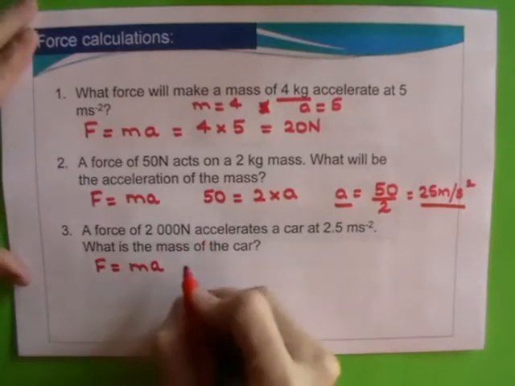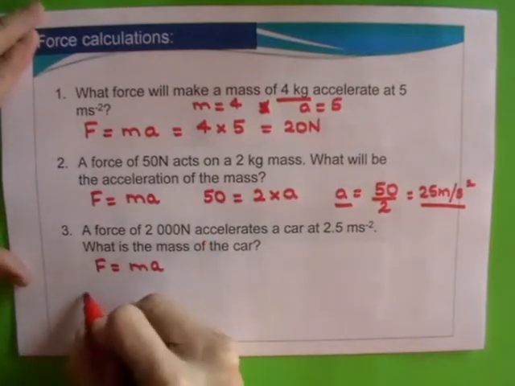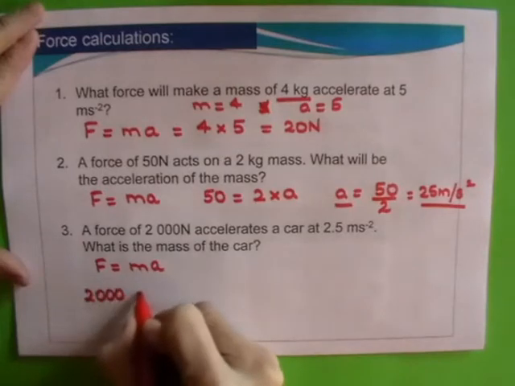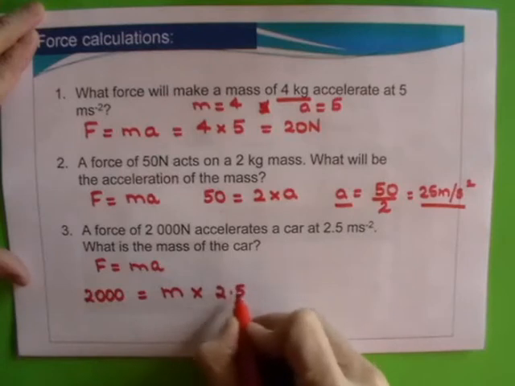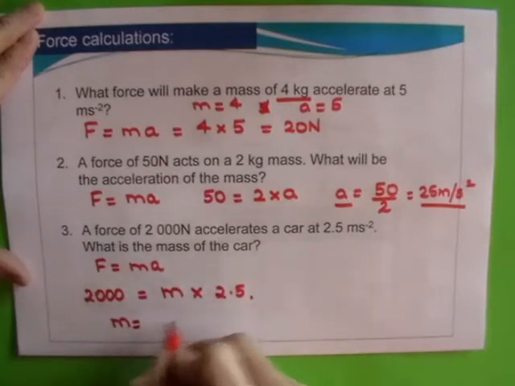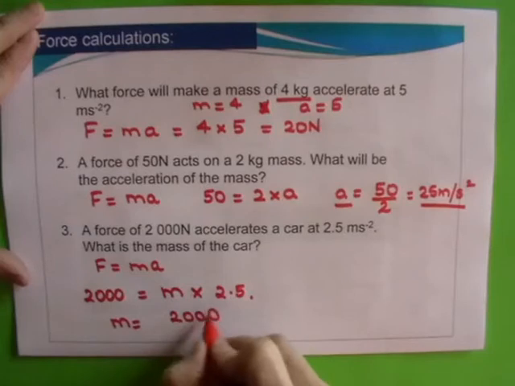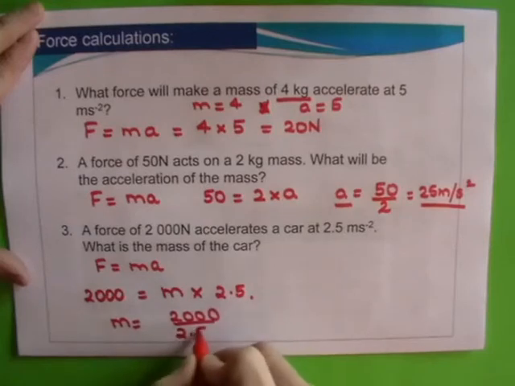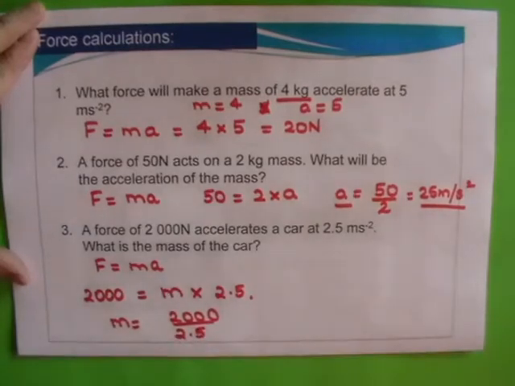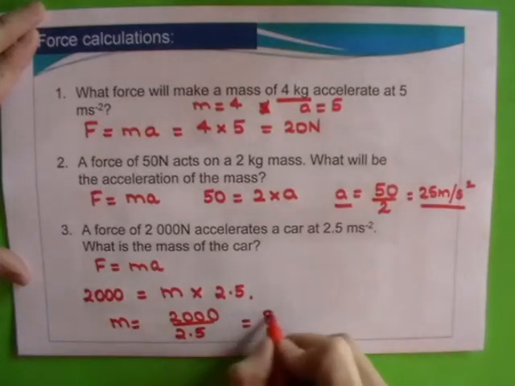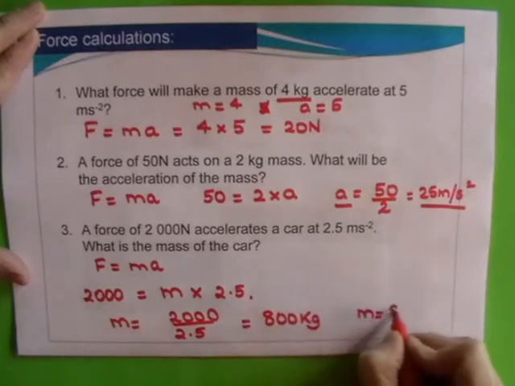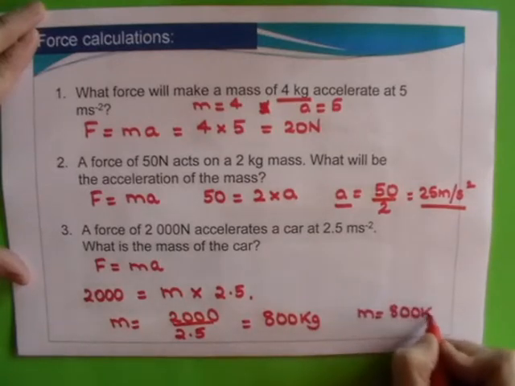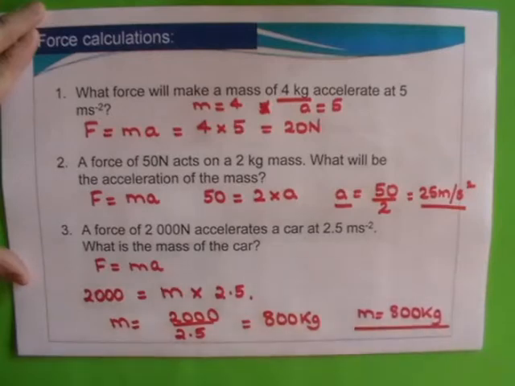So F equals ma, and F is 2,000, and that's equal to m, which we don't know, and it's multiplied by 2.5. So m is going to be equal to 2,000 divided by 2.5. And we'll just check that in the calculator. Divided by 2.5 is equal to 800 kilograms. So m equals 800 kilograms is the answer.